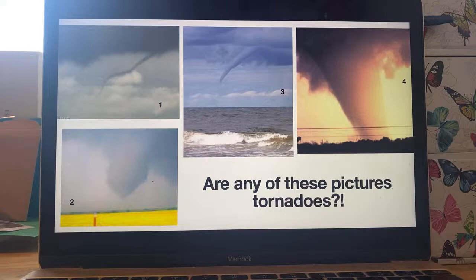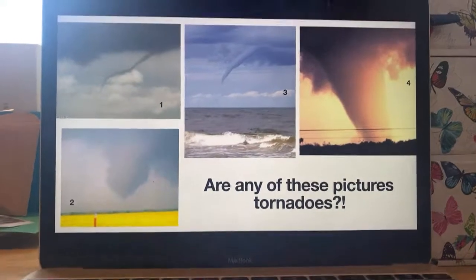Have you decided? Quick! Is it all of them? Is it none of them? Is it just some of them? I'm not going to tell you that either. I'm going to tell you about tornadoes, and then you will be able to answer the question if you couldn't already.